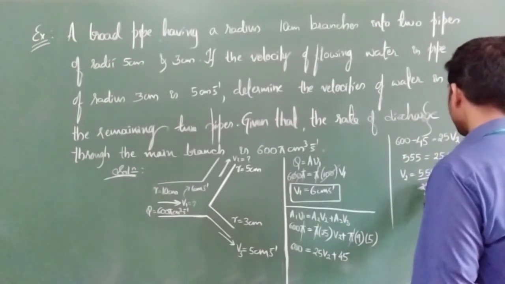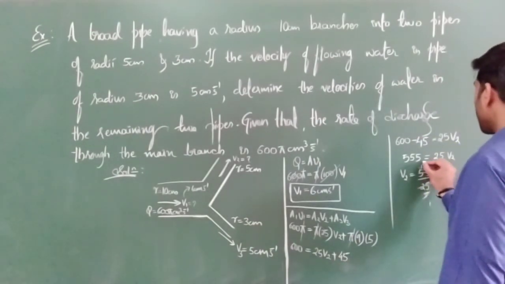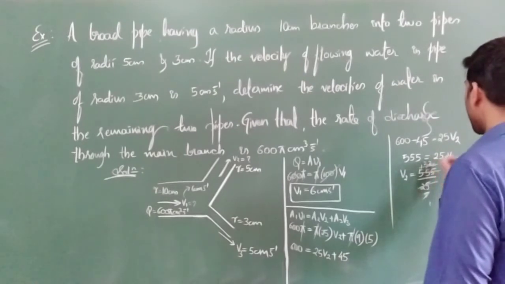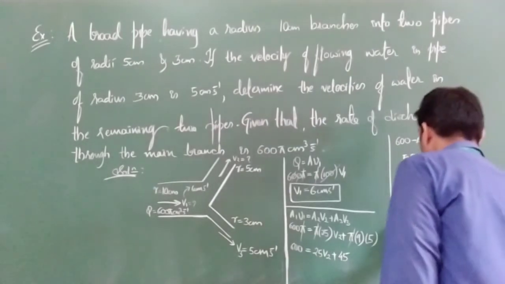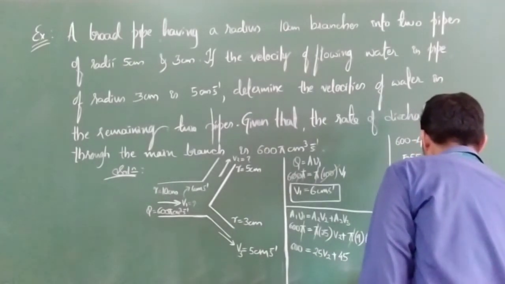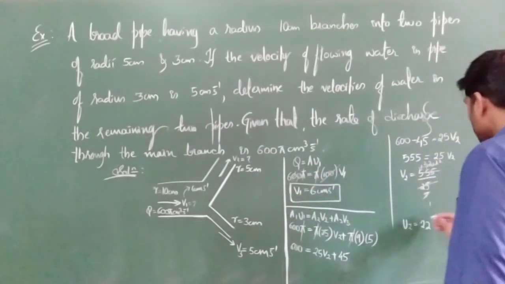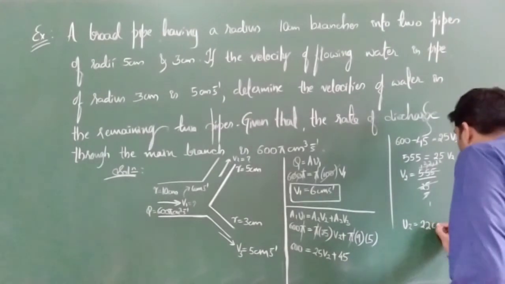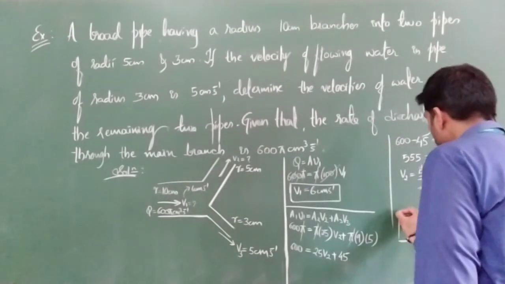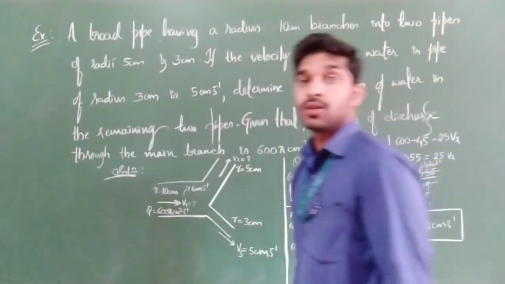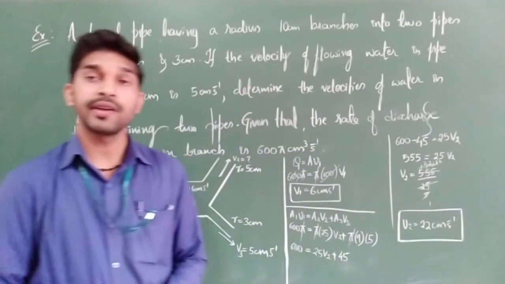5 5s are 25. 5 1s are 5. 5 2s are 10, 1 is remaining. 5 2s are again 10, again 1 is remaining. Okay, 22.22. So V2 is equal to 22. We are calculating all the values in CGS units, so better we will write V2 is equal to 22 centimeter per second. Clear?